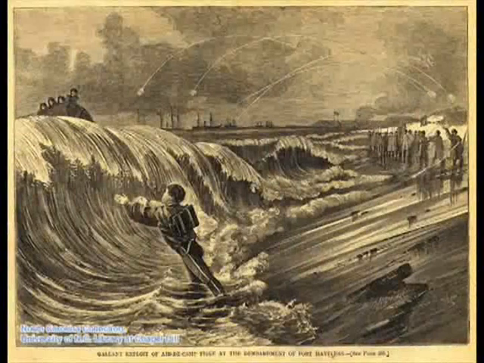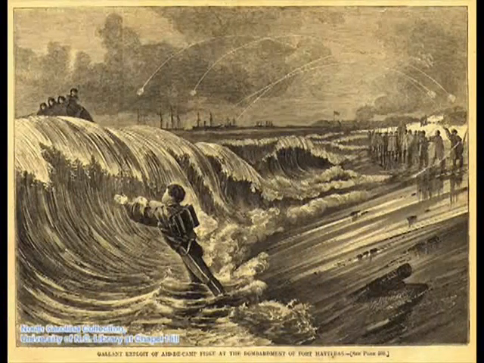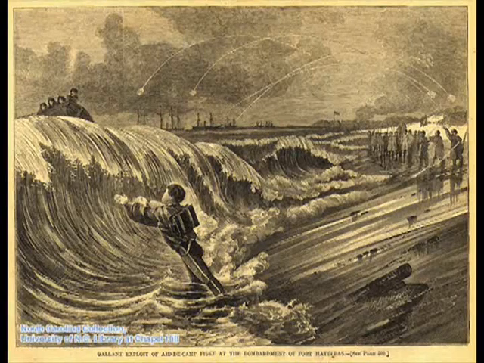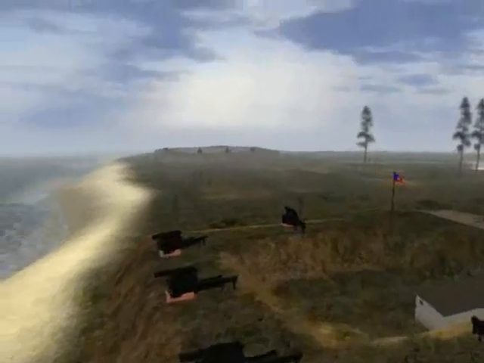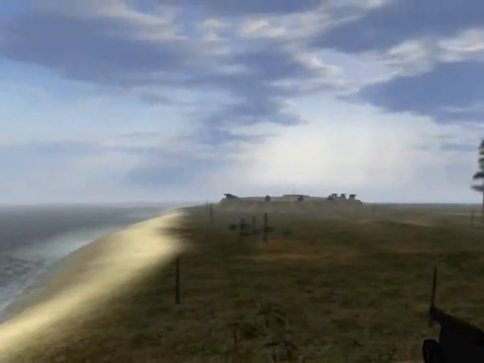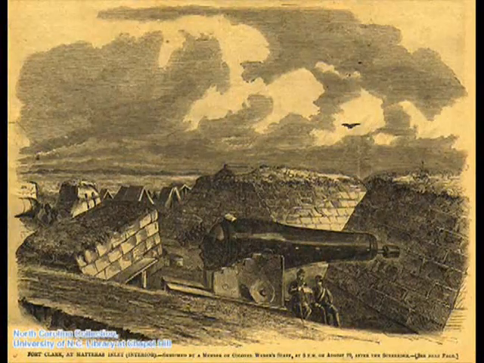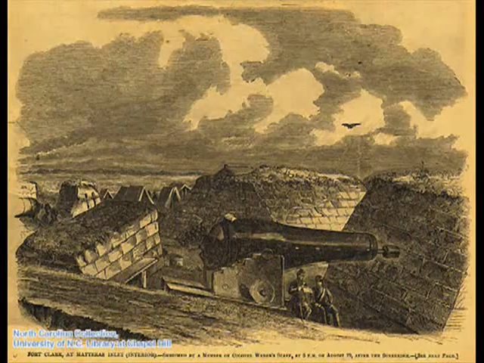By mid-morning the Union transports had begun offloading troops. Unfortunately, bad weather put a stop to this after only 300 men had been landed. In the meantime, after running out of ammunition, the Confederates had spiked the cannons of Fort Clark and retreated towards Fort Hatteras. The Union troops ashore quickly seized control of Fort Clark.